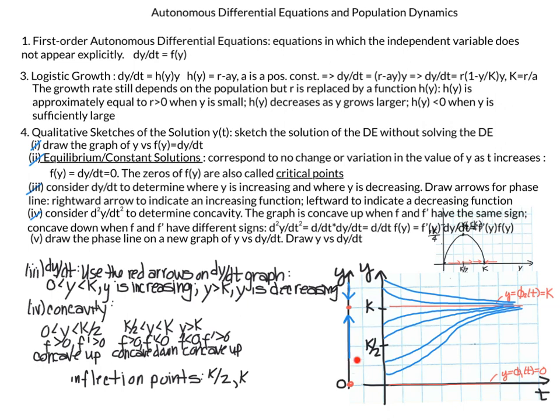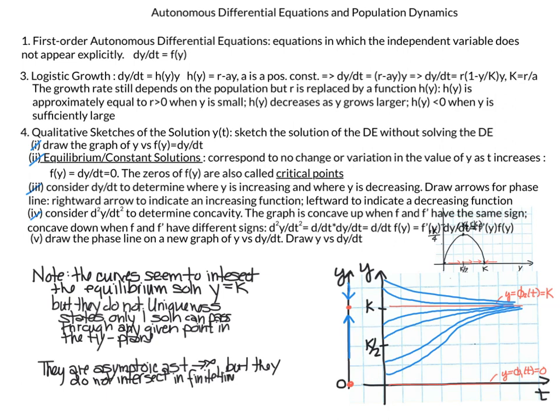Looking at the interval between k over 2 and k, we're still increasing, right? By our arrows, we're still increasing in this interval. So we're increasing, and we're going to be concave down. Another initial value here gives us another solution, and we're concave down. And finally, when y is greater than k, our functions are decreasing and concave up.